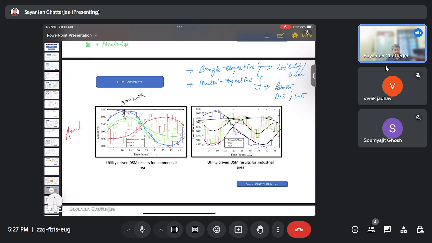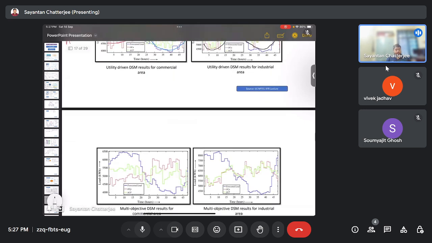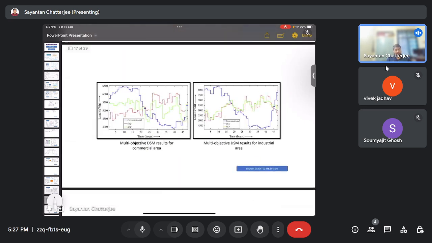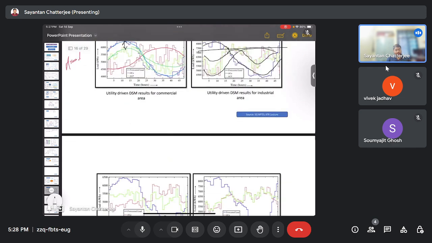There is a significant reduction, from 8,400, 8,500 to around 7,000. So approximately 1,500 kilowatt hour reduction. This is for the commercial area. Now comes the single objective utility driven.